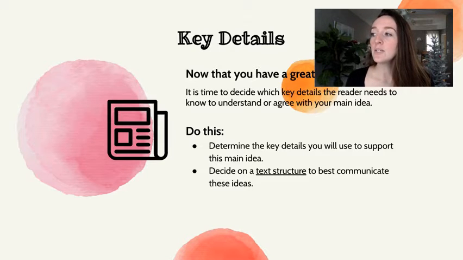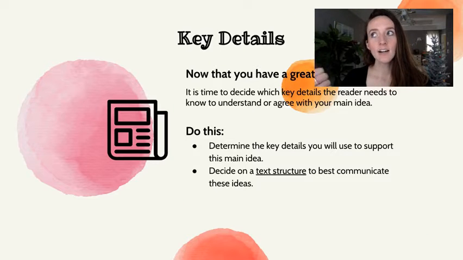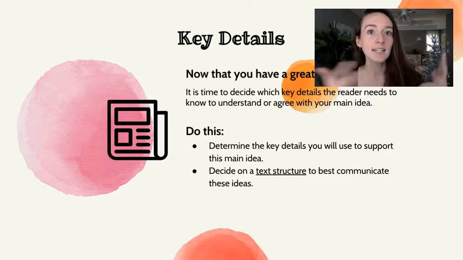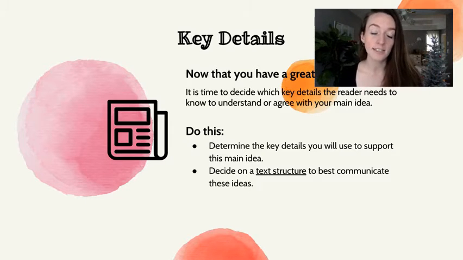Your key details are what would come next. So for your key details, you need to think about which information that I collected in my research shows that. What are some examples of whatever that topic sentence was that I wrote? So if I wrote, there are many key characteristics that make the desert a desert, then my key details are going to be 3 of those key characteristics that make a desert a desert. And so when you're doing your key details, you'll want to think about the text structure that will be best to communicate your ideas. For RQ number 1, where you're just talking about key characteristics that make your ecosystem what it is, you'll probably want to use the description text structure.